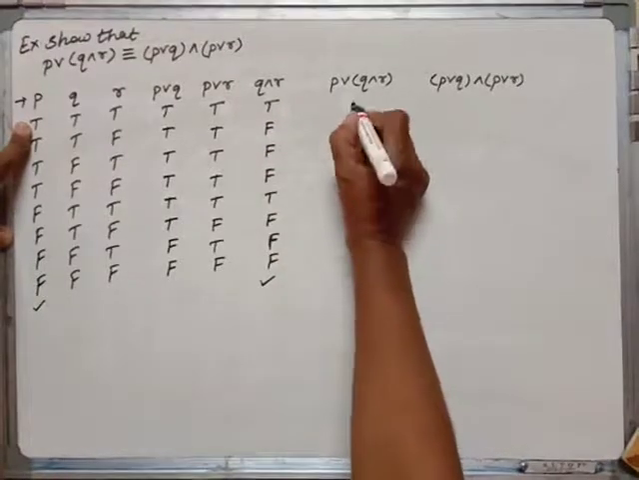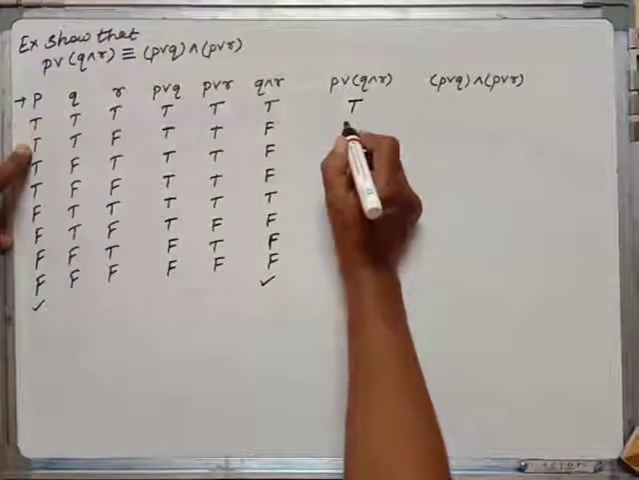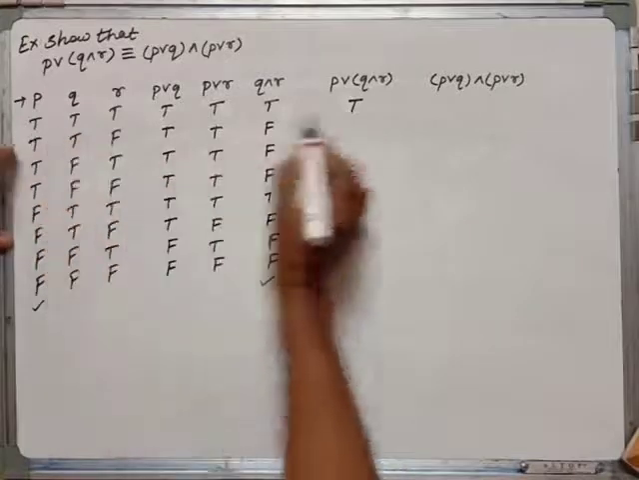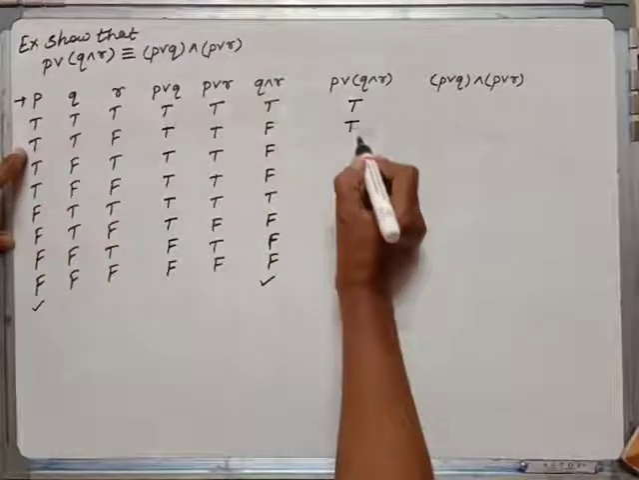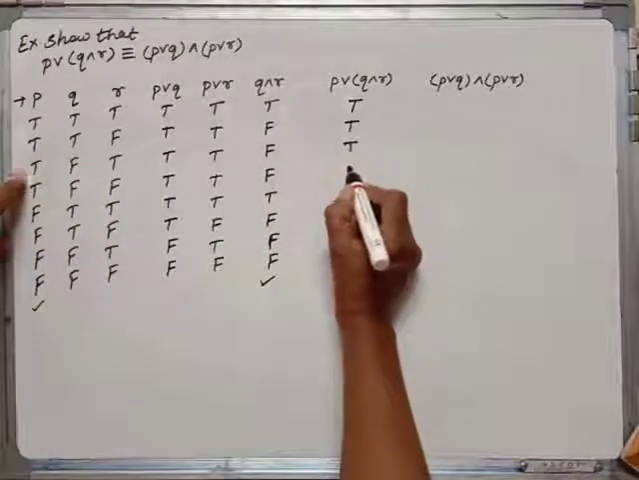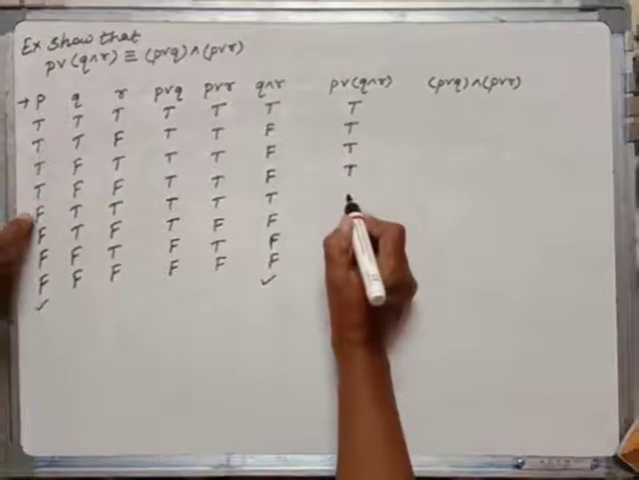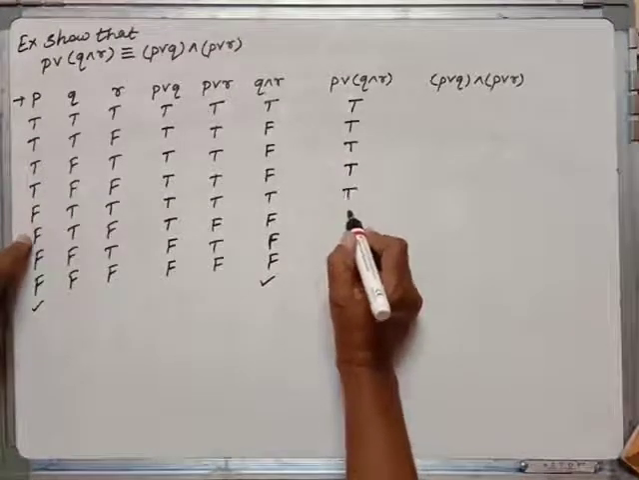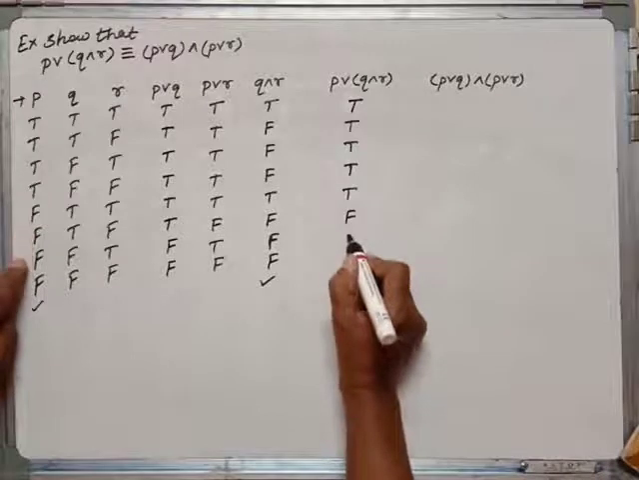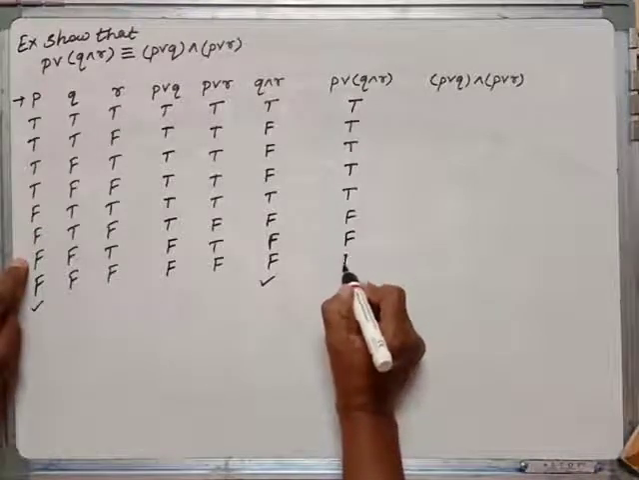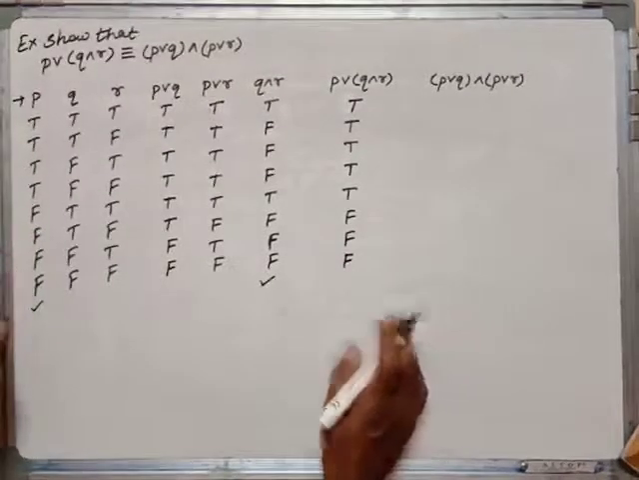True or true, so it is true. True, false, here it is true. True, false will be true. Again true, false, true. True, false, true. False, true, true. False, false, false. Here again false, false, false. And false, false, false. Okay.